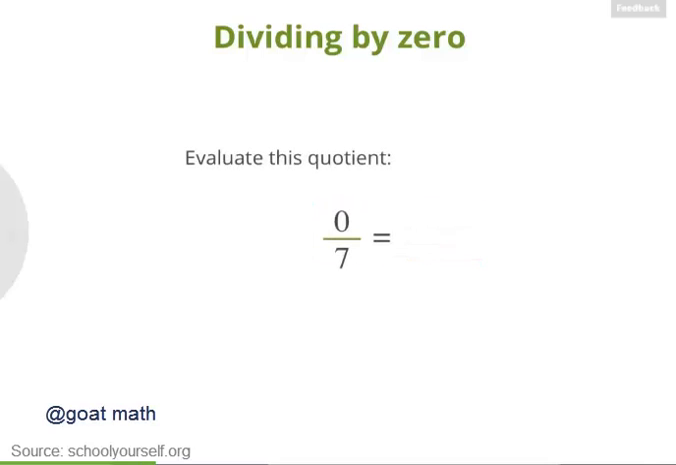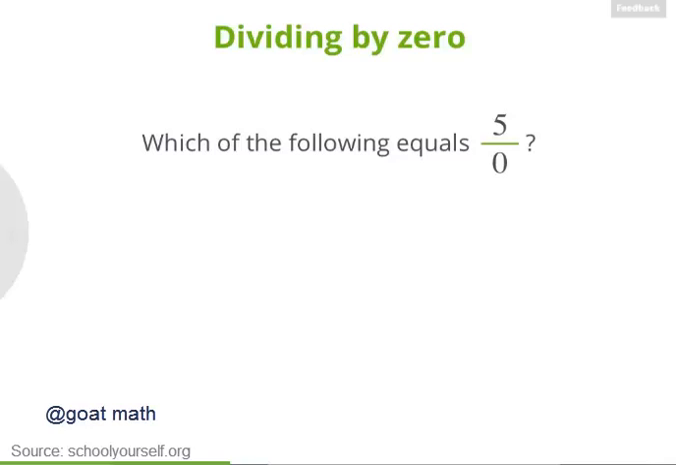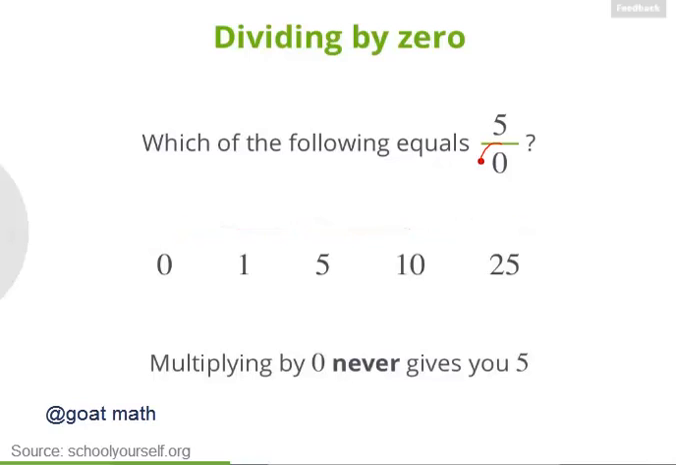Next, try evaluating this quotient, 0 divided by 7. In other words, what number do you have to multiply 7 by in order to get 0? Right, 0 divided by 7 equals 0. Because to get 0, you need to multiply 7 by 0. Now, instead of dividing 0 by a number, what happens if we take a number, like 5, and divide it by 0? In other words, which of these numbers can you multiply by 0 to get 5? And if you think they're all wrong, click down here instead.